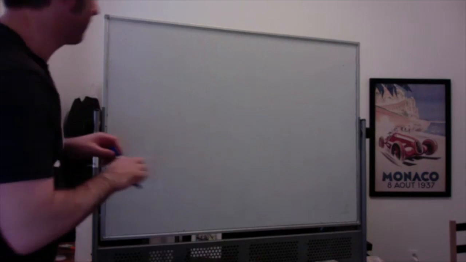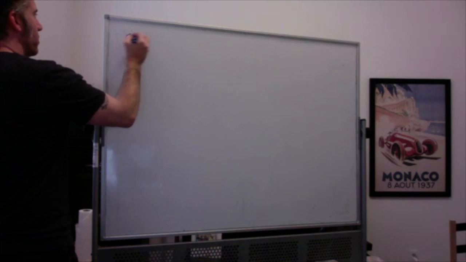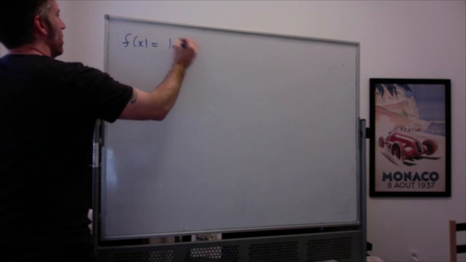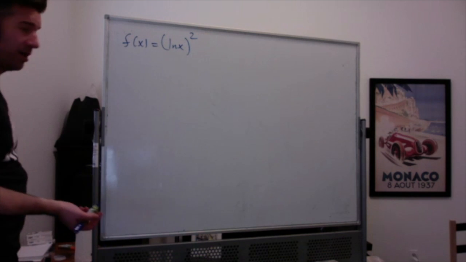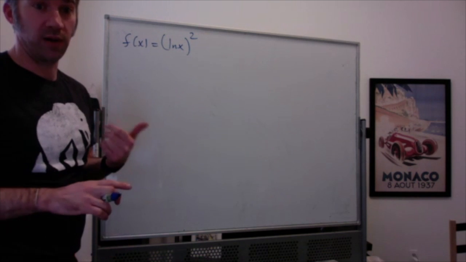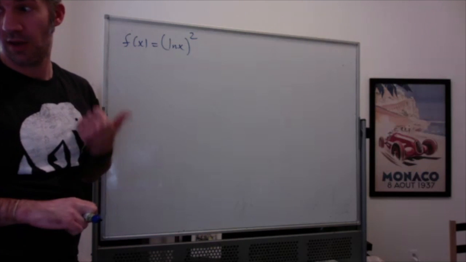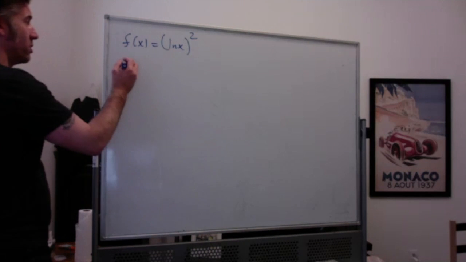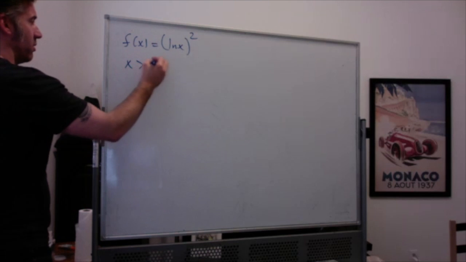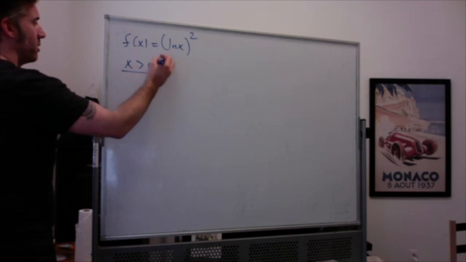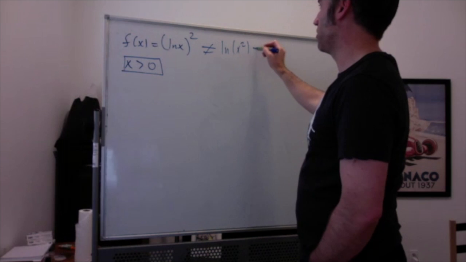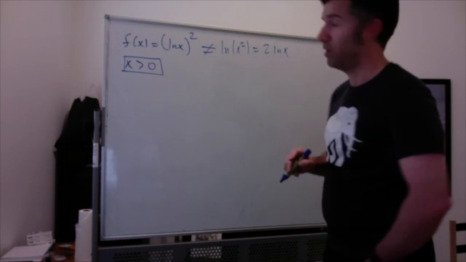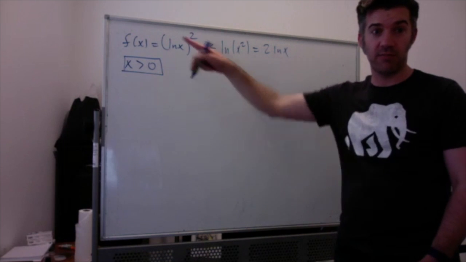Let's graph f of x equal to the natural log of x squared. All right. Here is definitely a problem where it's good to think about the domain ahead of time, because here we know that for sure x has to be greater than 0. I should also point out this is not the natural log of x squared, which is 2 natural log of x, right? Very, very different than that.